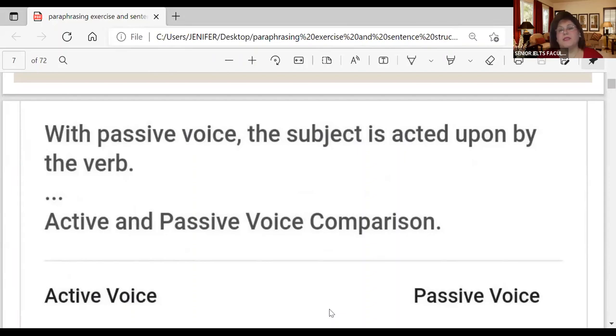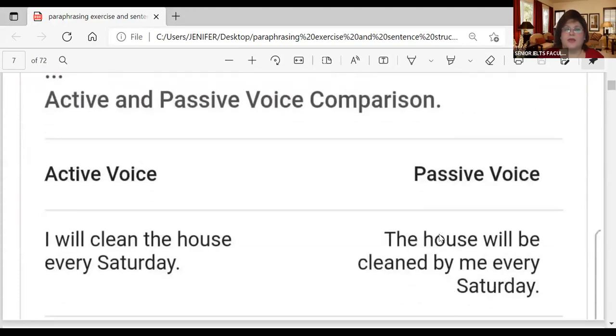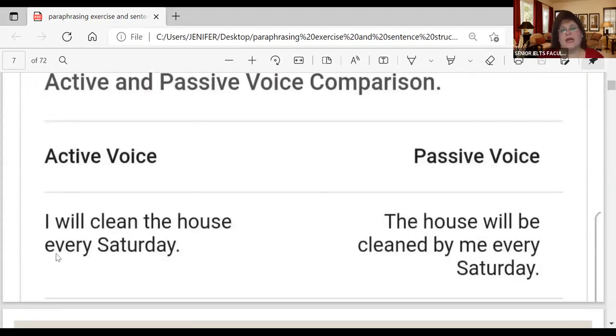Okay. With passive voice, the subject is acted upon by the verb. How will the active and passive voice comparison work? I will clean the house every Saturday. Now, this is an active voice. The passive voice will be this part: the house will be cleaned by me every Saturday. This is how you are going to turn it to passive voice.